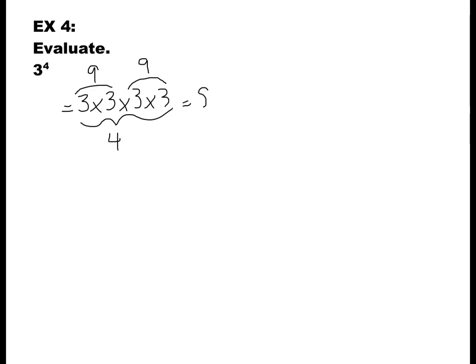Let's do a couple of examples. For instance, we have to find 3 exponent 4. 3 exponent 4 can be written as 3 times 3 times 3 times 3. You see there are 4 3's here. Now 3 times 3 is going to give me 9, 3 times 3 gives me 9. Now 9 times 9 gives me 81.